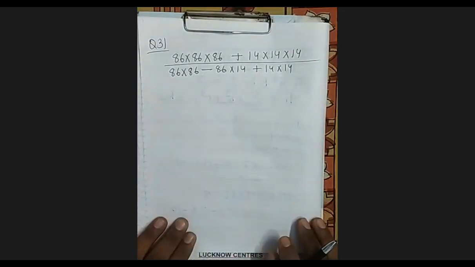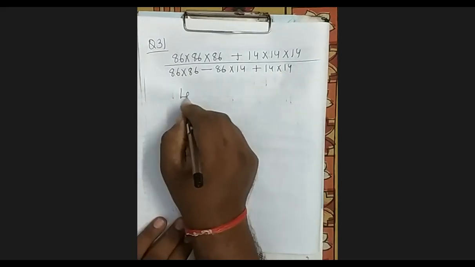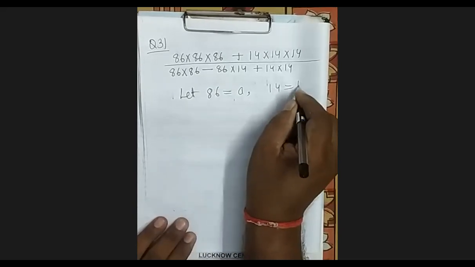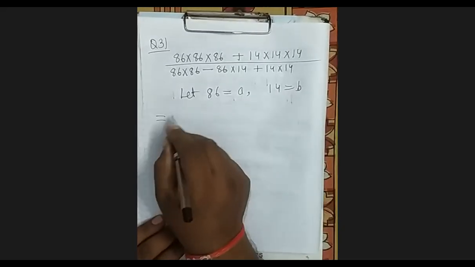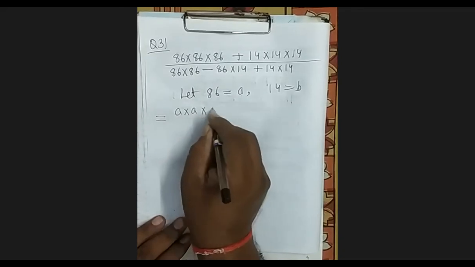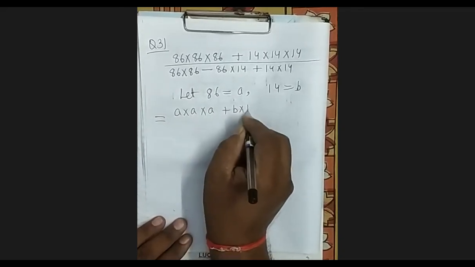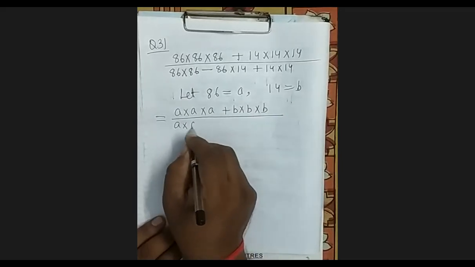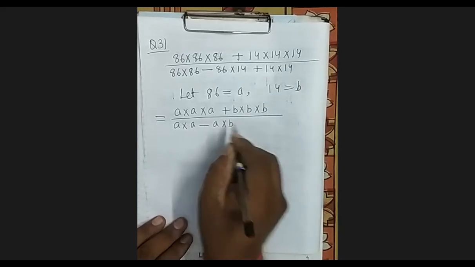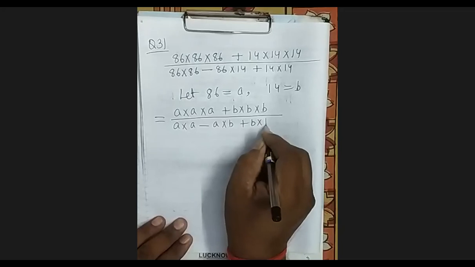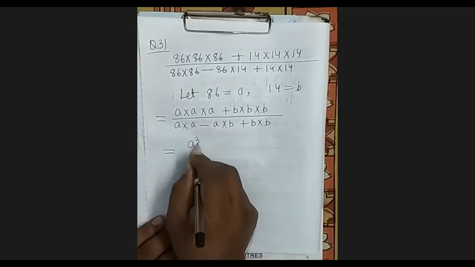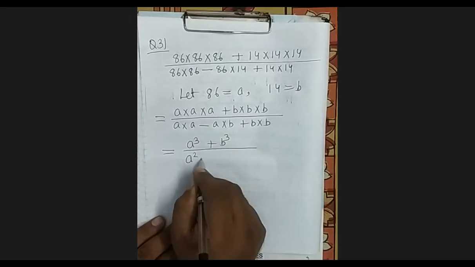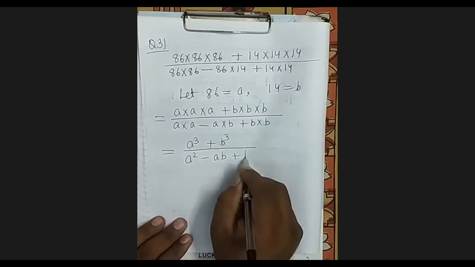You have to simplify. So you take let 86 equals to a, 14 equals to b. So it will become a into a into a plus b into b into b, divided by a into a minus a into b plus b into b. That is a cube plus b cube upon a square minus ab plus b square.